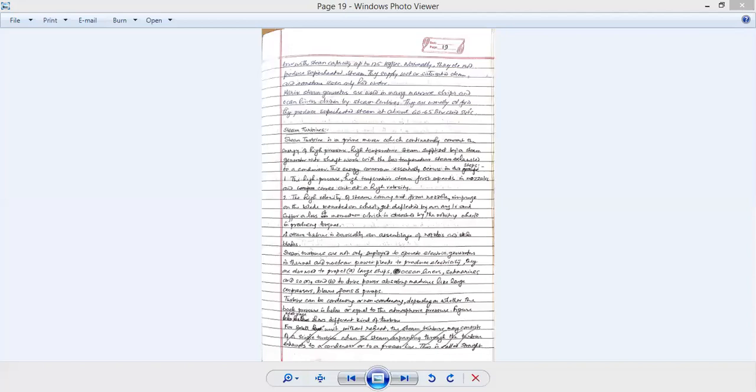Today let us start from the steam turbine, which we have already discussed in the last class. The steam turbine is a prime mover which converts the energy of steam into high pressure. What is a prime mover? I have discussed.